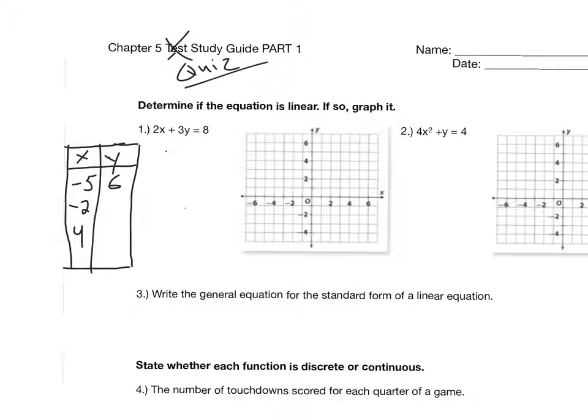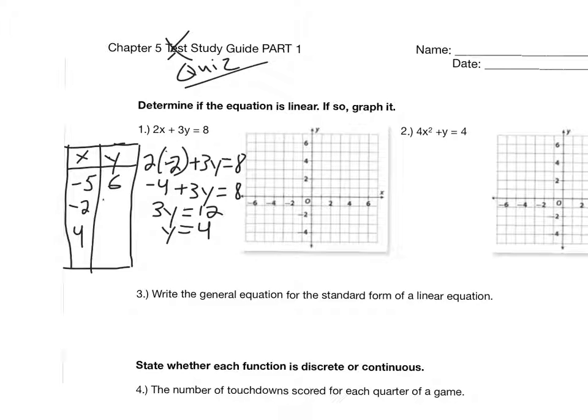Next, we plug in -2. It would be 2 times -2 plus 3y equals 8. Well, 2 times -2 is -4. If we add 4 on both sides, we'd get 3y equals 12. And if we divide, we would get y equals 4, would be our y value at x equals -2.